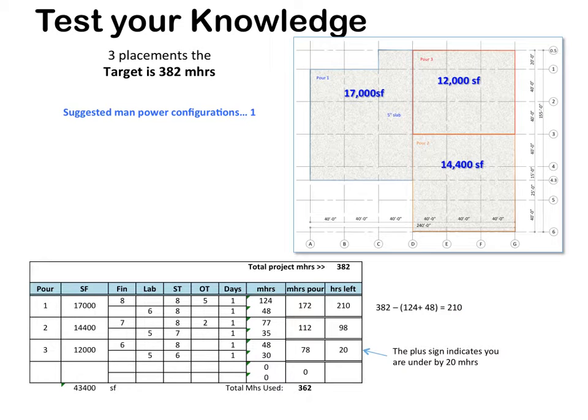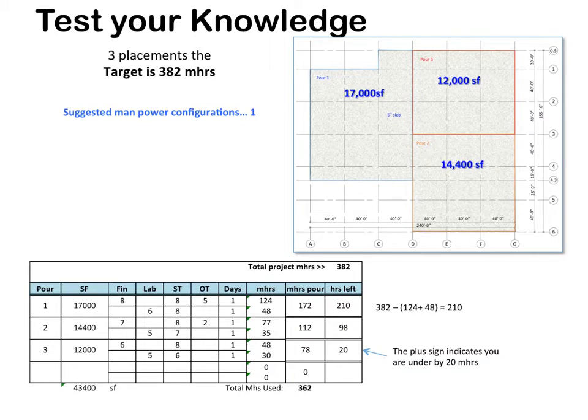Pour number 2, we took 7 finishers, 8 hours, 2 hours of overtime, which gives you 77 man hours, 5 laborers, 7 hours of straight time, and that gives you 35 man hours. That's 112 total man hours to get the pour done, and you have 98 man hours left over.